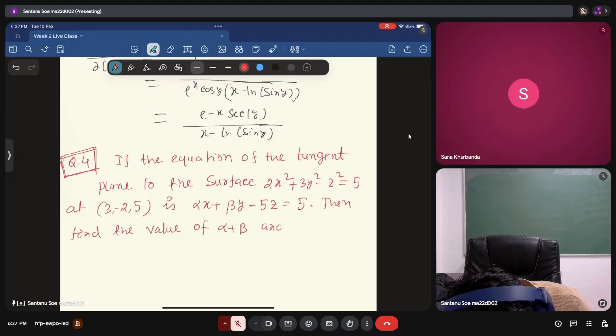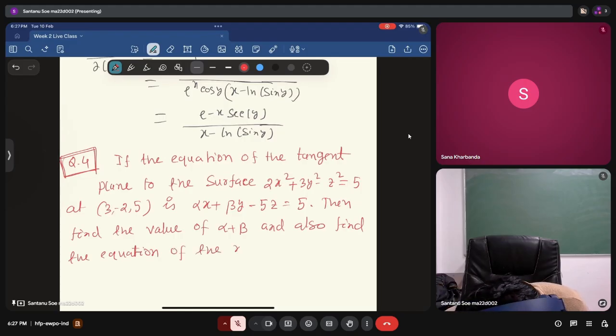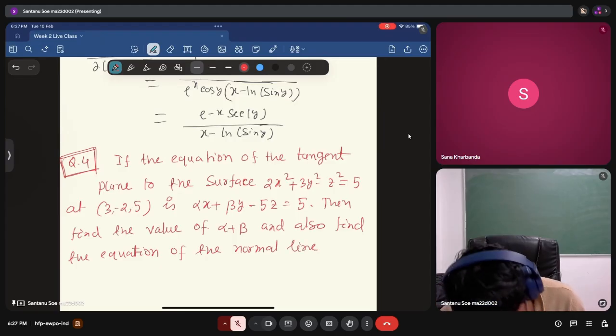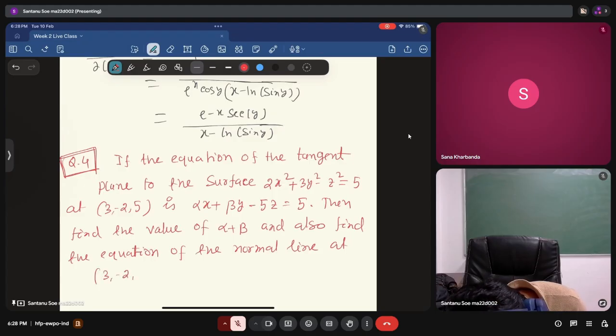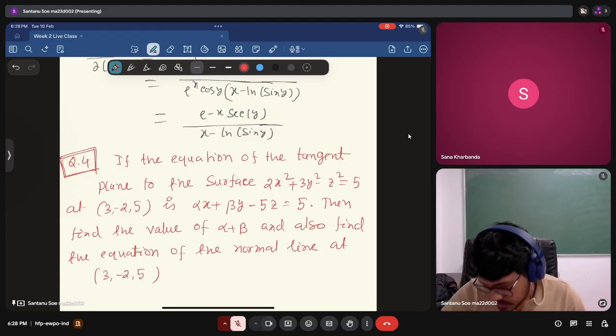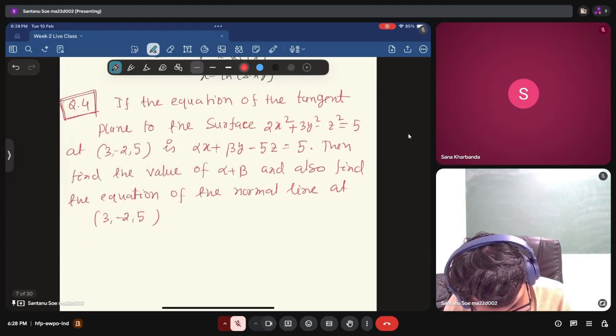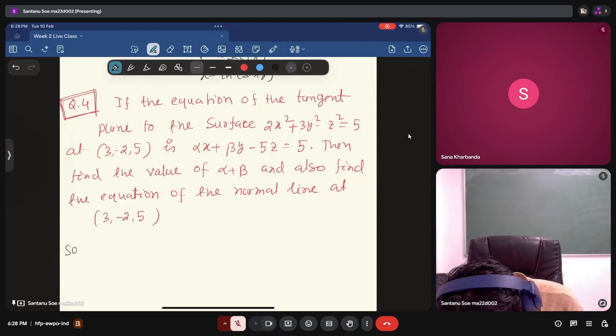and also find the equation of the normal line at (3, -2, 5). Okay. So we're going to do the solution.